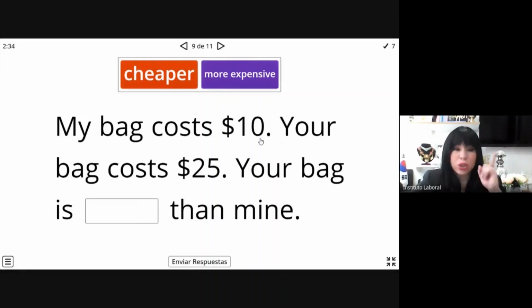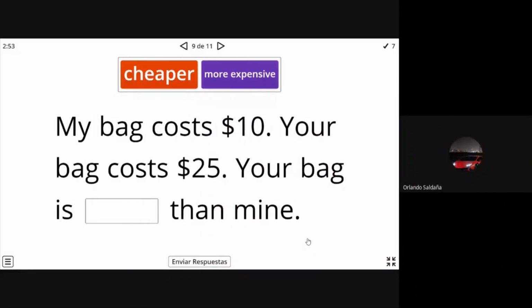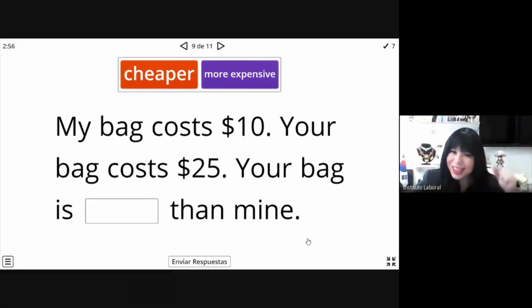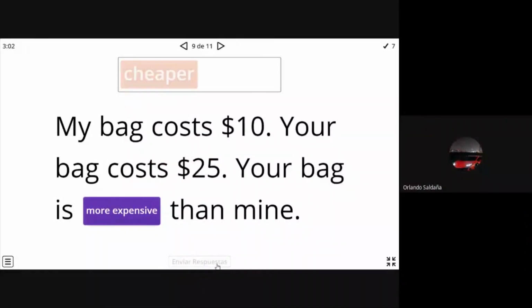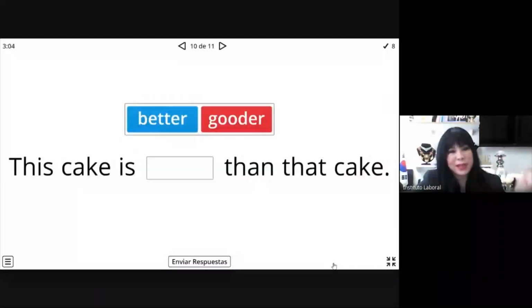My bag cost $10. Your bag cost $25. Your bag is blank than mine. Cheaper or more expensive? You have to analyze the sentence. My bag costs $10. Your bag costs $25. Your bag is blank than mine. Cheaper. Think. More expensive, because yours is $25. Mine is $10. Yes, very good. More expensive.